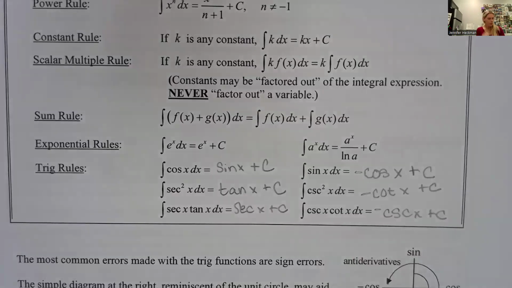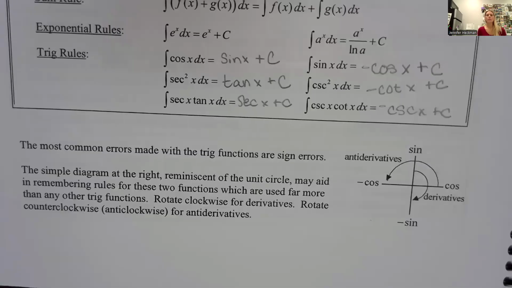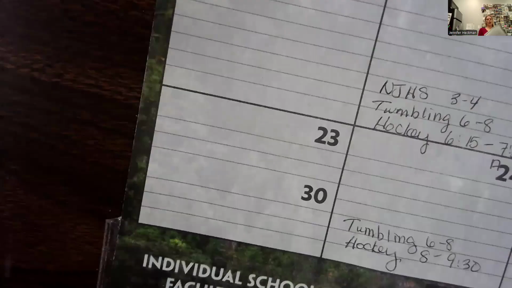Okay. All right, so just a side note down here, the most common errors made with trig functions are sign errors. The sample diagram at the right, reminiscent of the unit circle, may aid in remembering rules for those two trig functions used far more than any other trig functions, rotating clockwise for derivatives or rotating counterclockwise for antiderivatives. This also means, guys, when you plug in, you need to just make sure you're going in that right direction, okay?